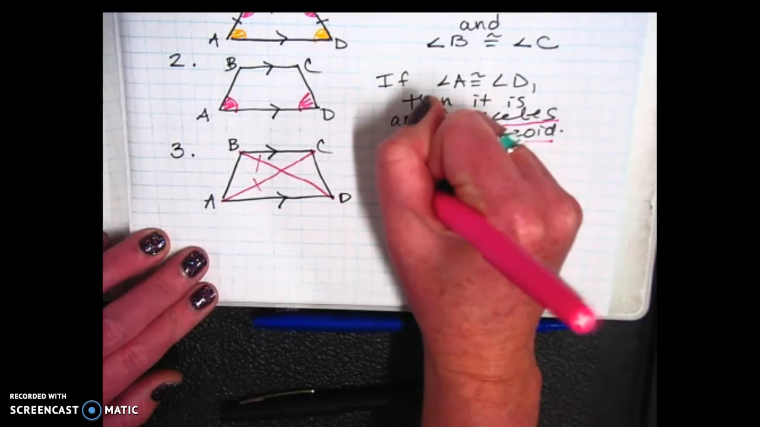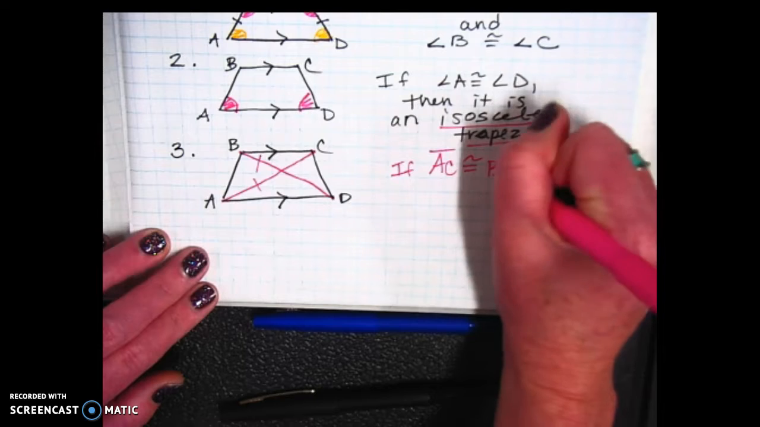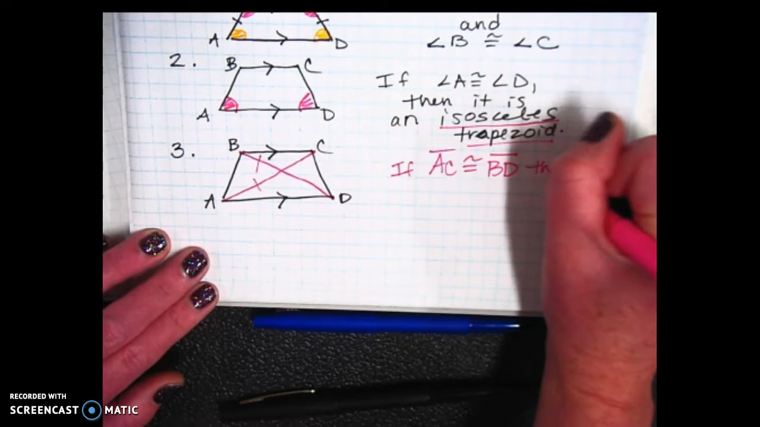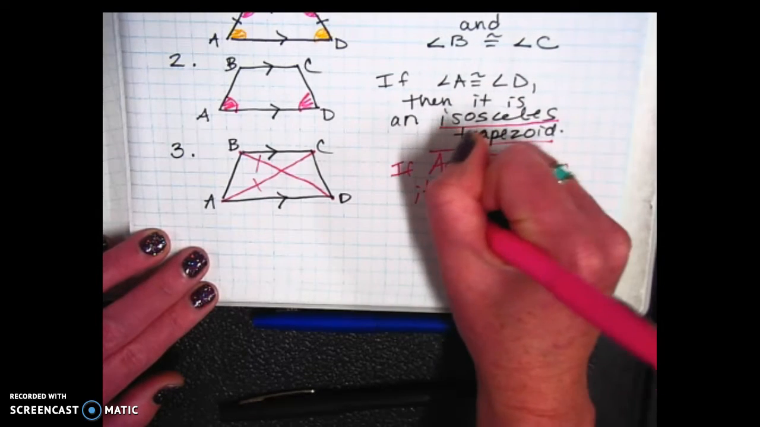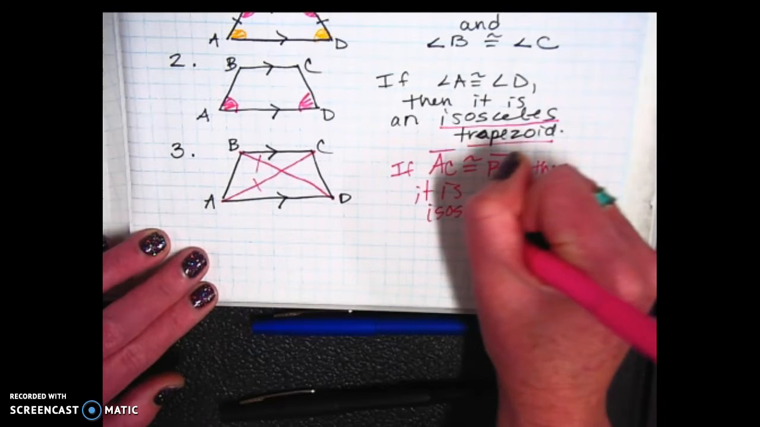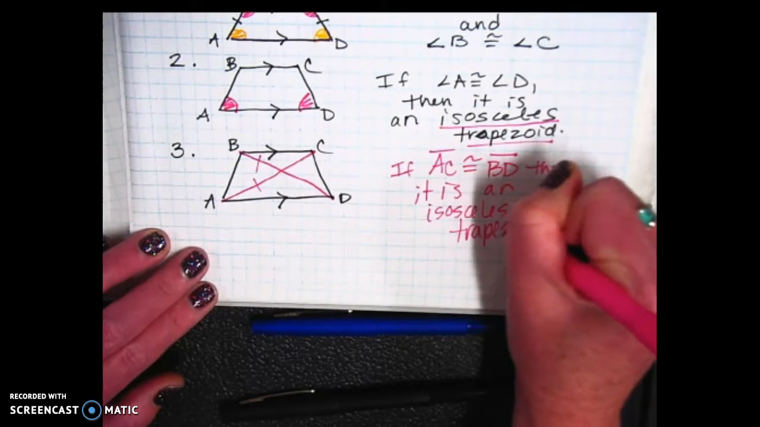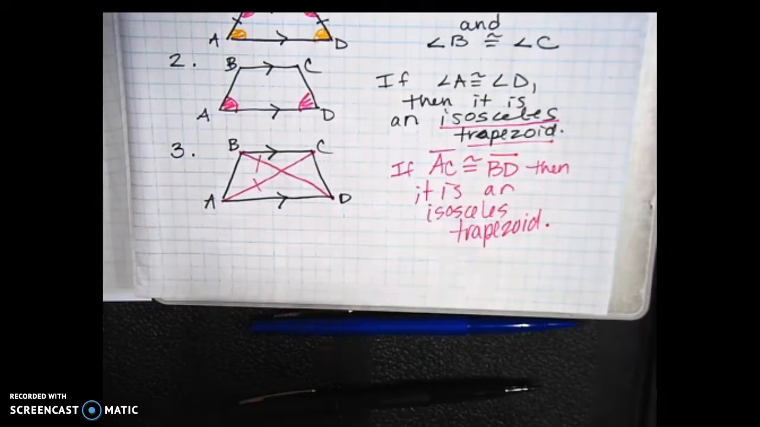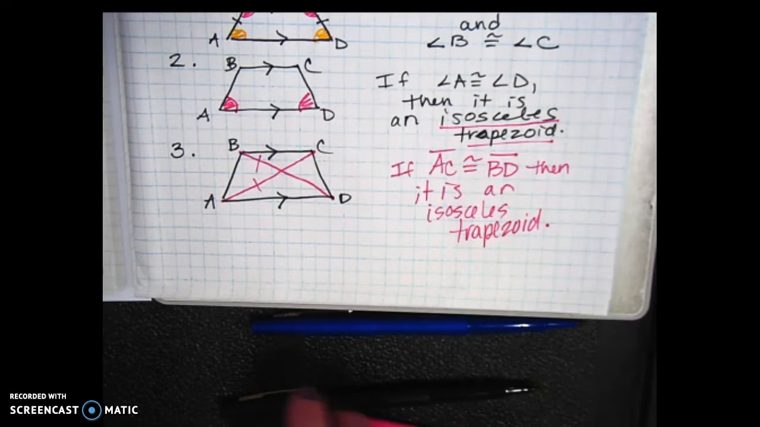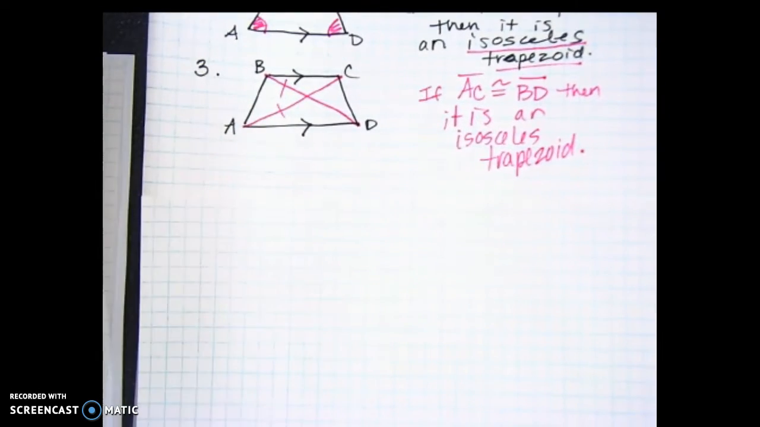This theorem says, if AC is congruent to BD, then it is, same as above, an isosceles trapezoid. I'm going to move this up. You'll see it in just a second. There it is.